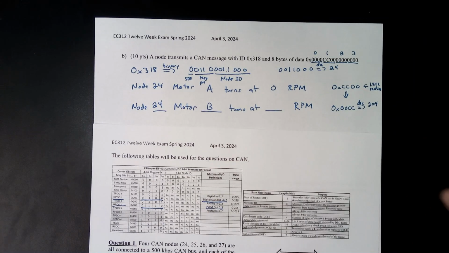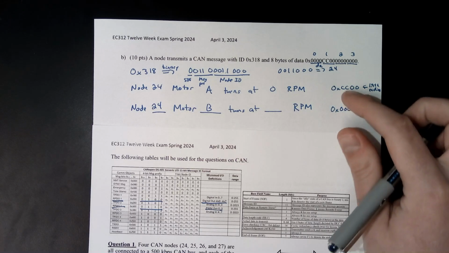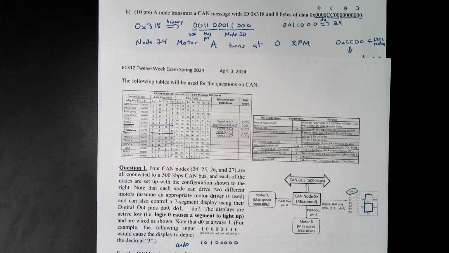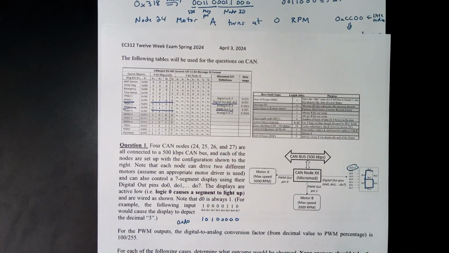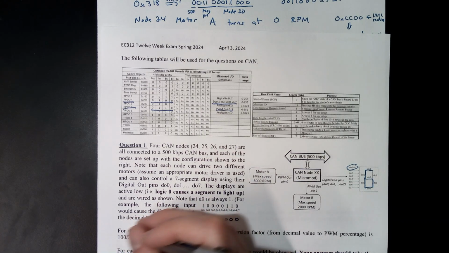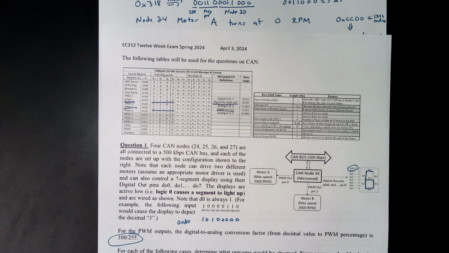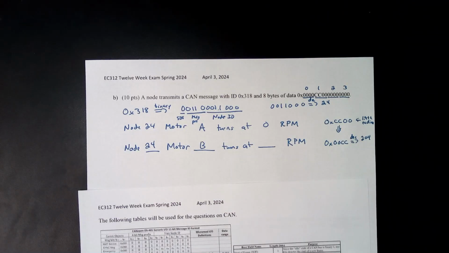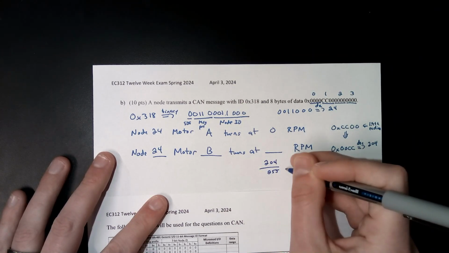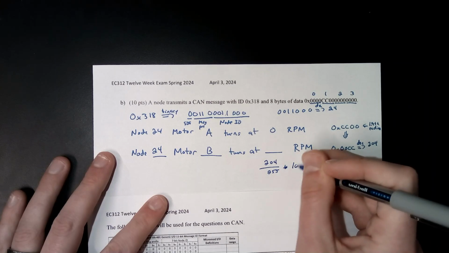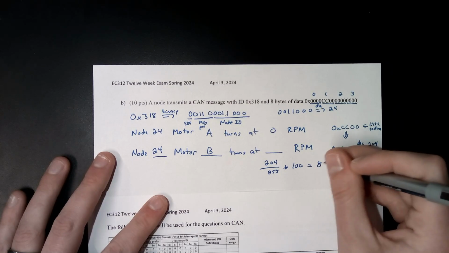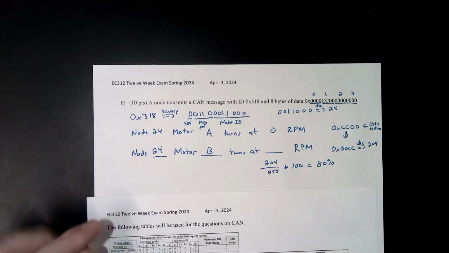And so then from there, we're going to use the equation given on the sheet here, which is that for all the PWM outputs, the conversion factor from decimal to PWM percentage is 100 divided by 255. So we're going to divide 204 by 255 and then multiply by 100. And that's going to give us that this is 80% of the total RPMs.